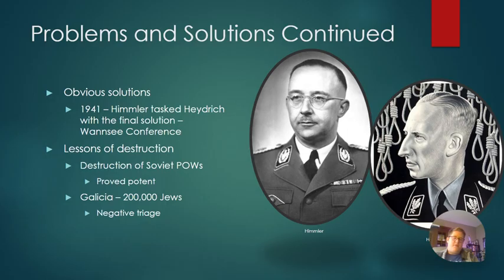They also would develop a system of sorting victims into those that were able to work and those that were to be killed immediately. That's where a lot of these common elements are going to start to come from. One of the major examples is Galicia. This is a region under Soviet control until the summer of 1941. 200,000 Jews lived in the city of Lviv, which was a major city, and they were rounded up. It unleashed a wave of violence that evolved into a system of negative triage.